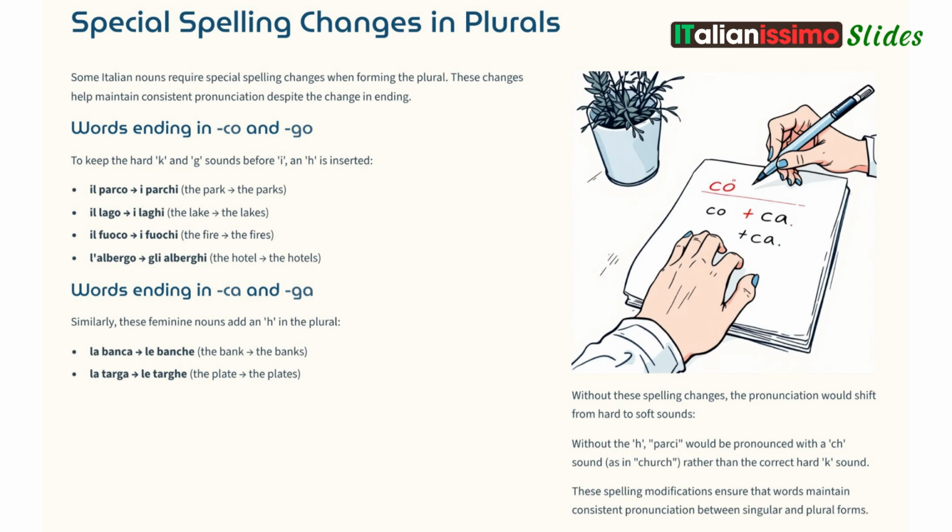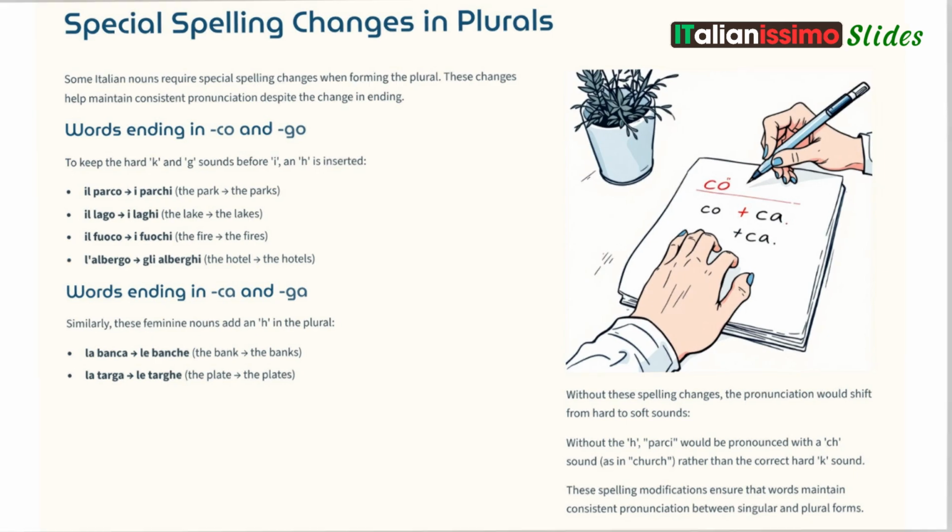Without the H, pronunciation would shift to a soft sound. For example, parci would be pronounced like parci with a soft c. The H preserves the hard sound.